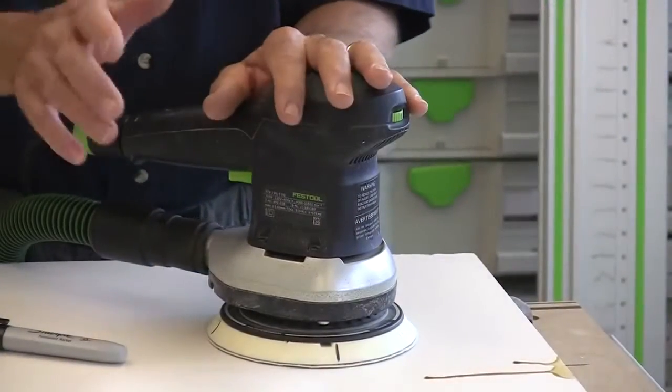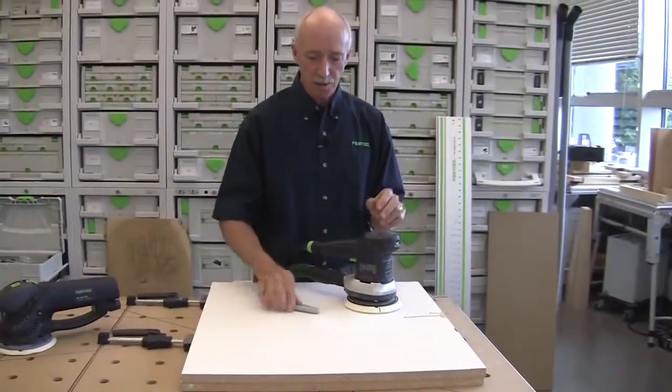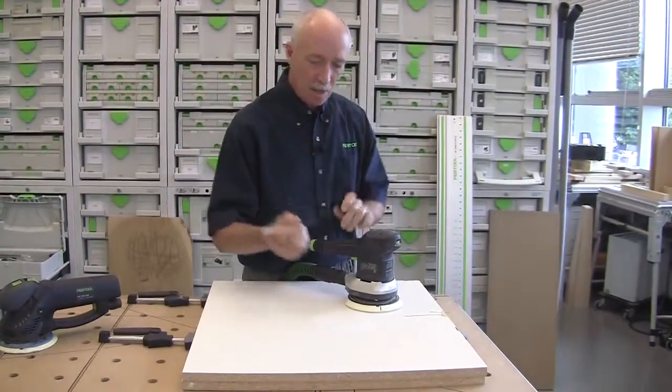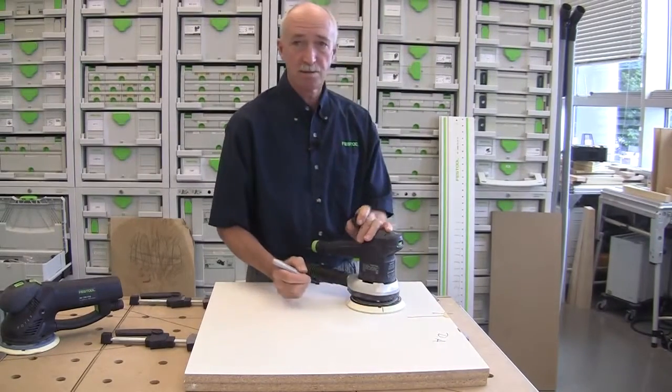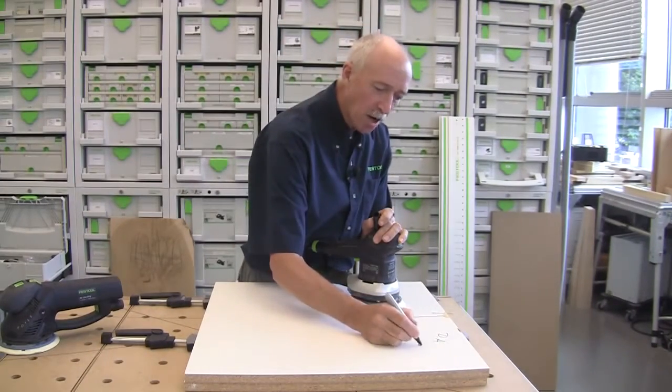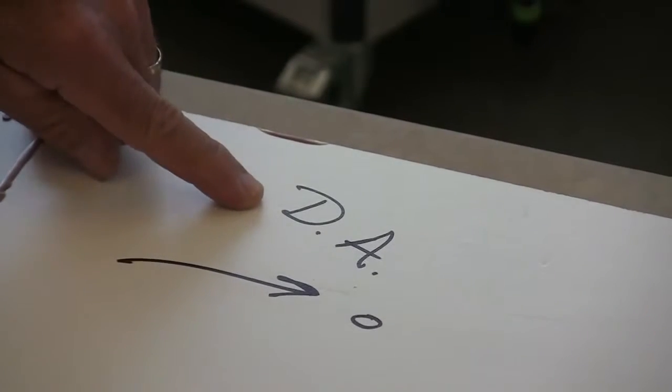These were not invented for woodworkers. These come from the automotive industry, called DA sanders. DA sanders is dual action, two actions. Now, the two actions are your orbit and your full circle sweep. That's the rotation of the sander.